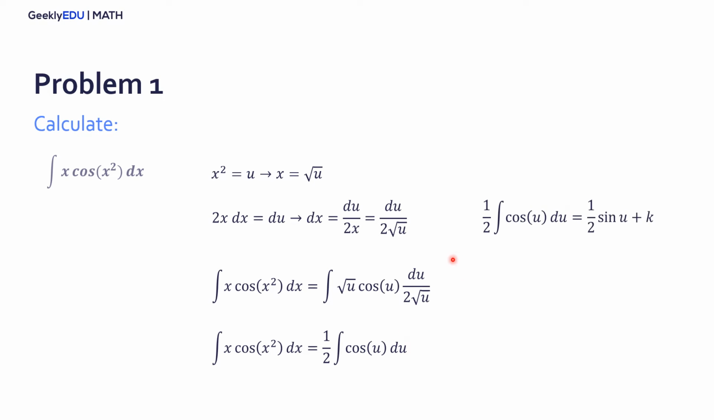So the integral of cosine of u is sine of u, and we have half over here that multiplies. And never forget the constant, okay? That's an indefinite integral, so we have a constant here. Now we need to go back to our original integral. So the integral of x cosine of x squared dx is equal to the half of sine of u plus a constant k. And u, we know that u is equal to x squared. So this integral here will be equal to half of sine of x squared plus k.